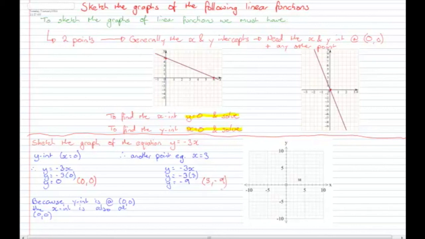So I'm going to go through and plot these 2 points now at 0, 0, and at the point 3, negative 9. So you go across 3, 1, 2, 3, all the way down to negative 9, plot a point. Now like always, you need to get your ruler, join the 2 dots, go past them, draw the arrows at the end of the line, and write out the coordinates as Cartesian points. So 0, 0, and 3, negative 9.